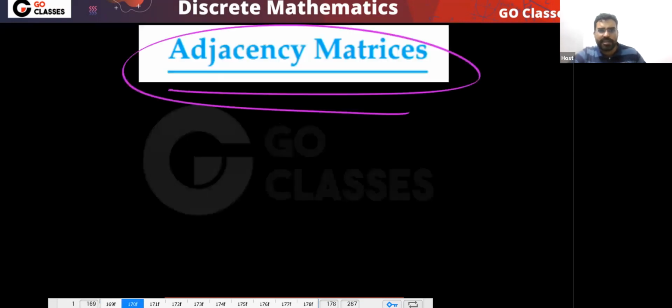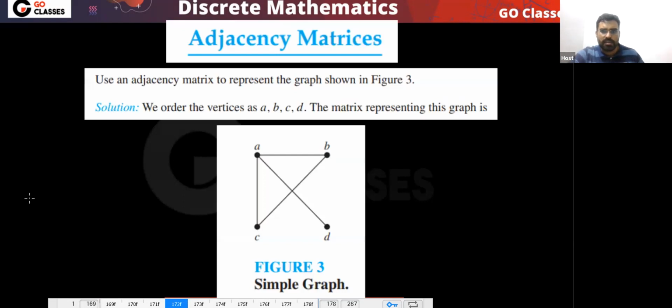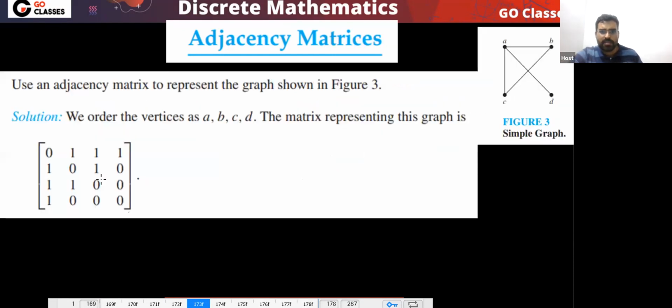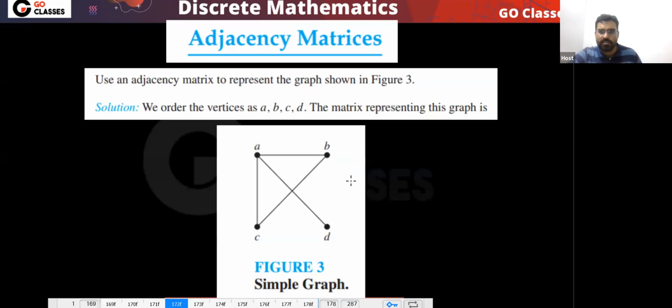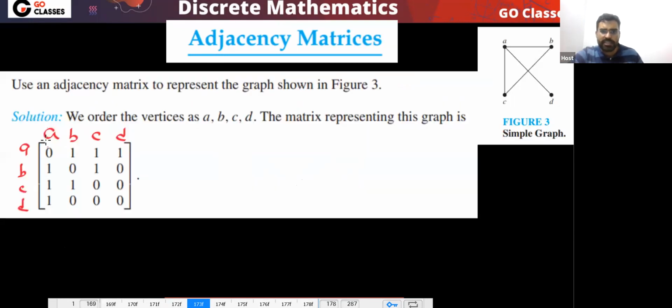Next is adjacency matrix. What is this? This is like a matrix. Very simple. The concept is like a matrix. So if your graph is this, then what you can do? You can create a matrix like this. You create A, B, C, D, and A, B, C, D, in the same order. You can fix this order: A, B, C, D, A, B, C, D.